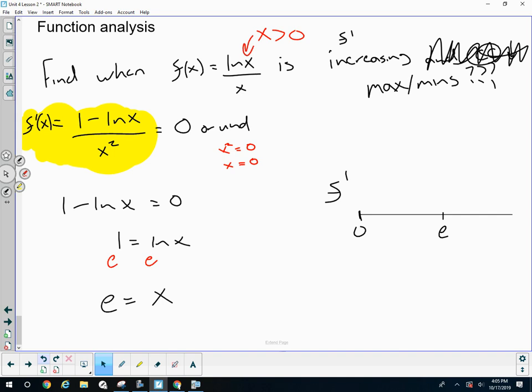Yes, yes, yes. E to a power. So if your derivative has log functions, use an e to a power as a test point.